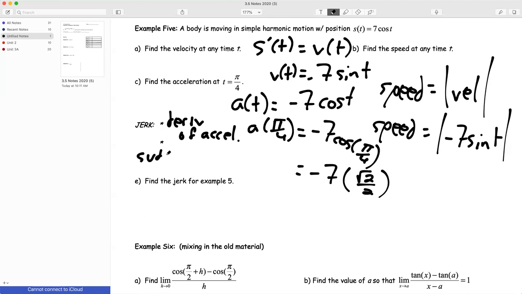It is a sudden change, a rate of change of the acceleration, like a sudden stop or start of a car.